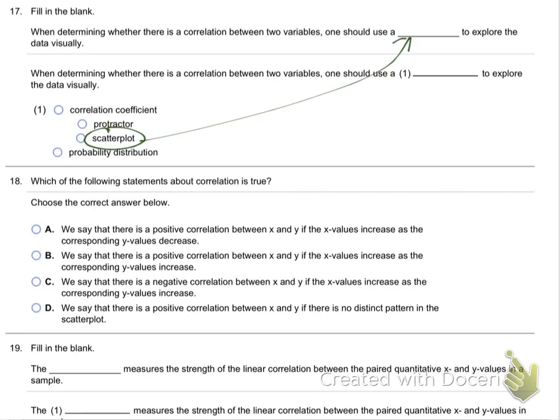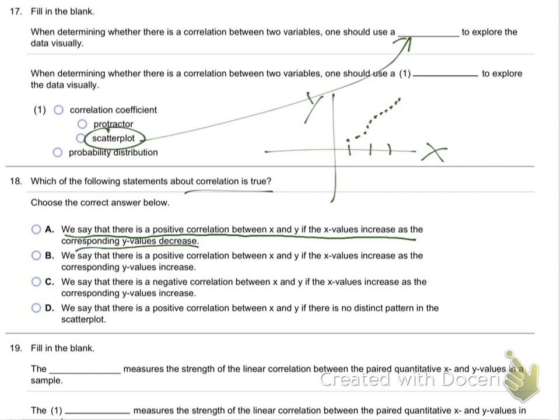Okay, 18. Which of the following statements about correlation is true? We say that there is a positive correlation between X and Y if X values increase as the corresponding Y values decrease. Is that what a positive relationship means? Think about a positive graph. Dots that go like that. They both increase, right? Because this is X and Y. X numbers get bigger in this direction, don't they? Y numbers get bigger in this direction. If it's positive, they're both getting bigger together, aren't they? So not A. X increases, Y increases. There we go, B.